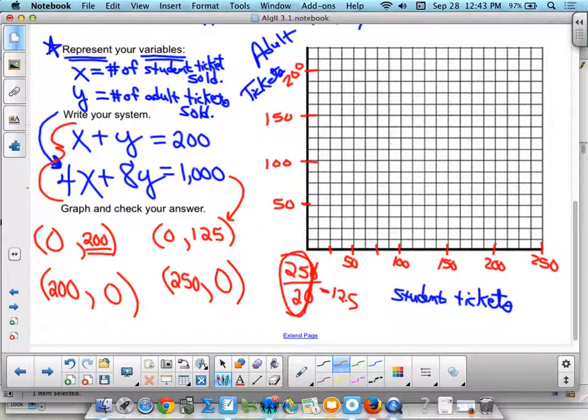Okay. Plot these 2 points. Plot those 2 points. Connect the line. Draw as straight of a line as you can.